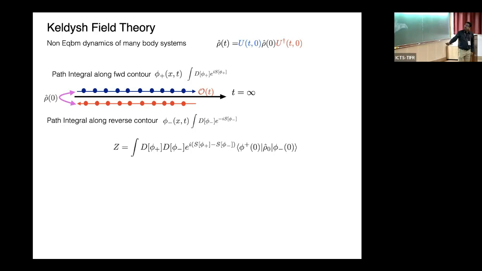So you will get two fields, phi plus and phi minus, and then you can write down a path integral notation, a partition function, and can do whatever you do with usual field theories, except you have two fields at each space-time point. The one thing is that the initial condition comes up as a matrix element of phi plus and phi minus in between these coherent states. This is how your initial condition enters into your path integral.